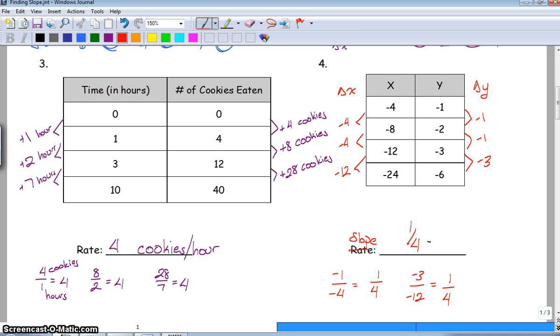Make sure when you are finding slope and you are finding rate of change, you always give the answers as a fraction. This will help you when it comes to graphing these lines.